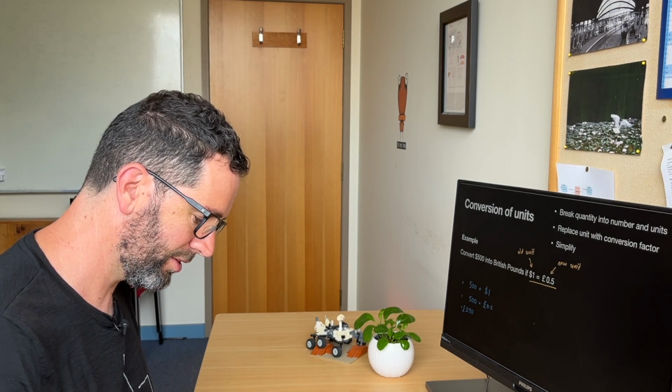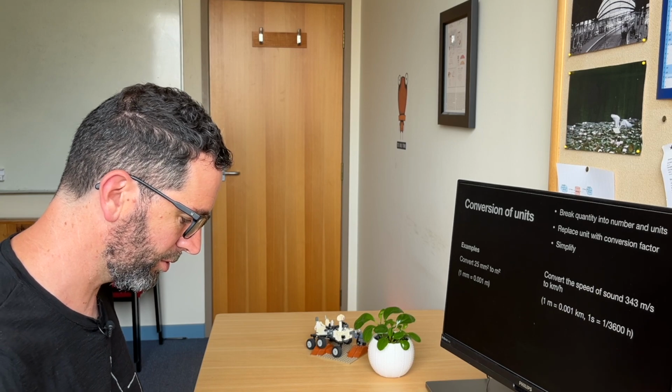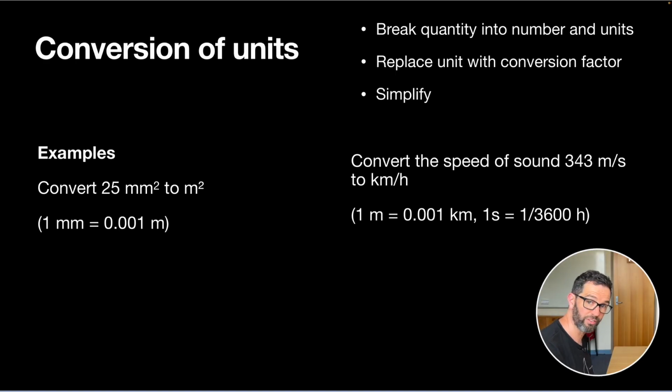Let's look at two examples. We're going to start off by converting 25 square millimeters into square meters. Now when we've got powers like this, we've got to be a little bit careful. So again, we've got the conversion factor provided. It is that 1 millimeter is equal to 0.001 meters.